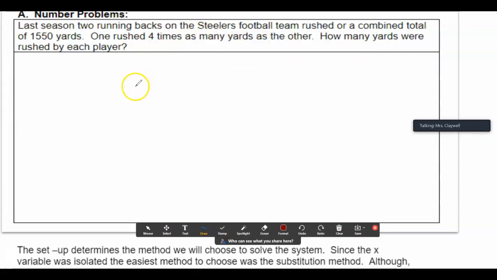So last season, 2 running backs in the Steelers football team rushed for a combined total of 1,550 yards. One rushed 4 times as many as the other. How many yards were rushed?